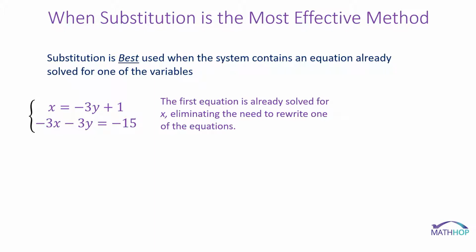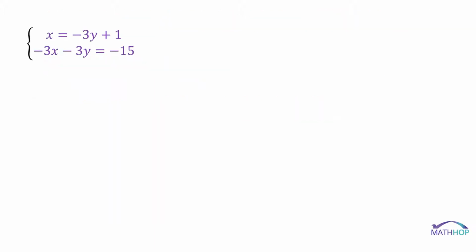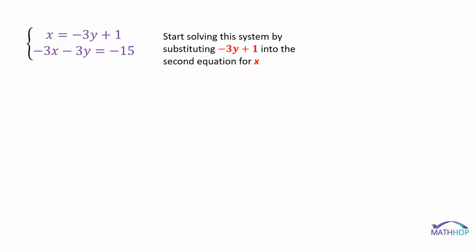So let's go ahead and solve this one. We have x is already solved, right? We have x equals an expression in terms of y. So we're going to start by substituting negative 3y plus 1, the value for x, into the second equation everywhere we see an x. We only see one x, so we'll only plug it in once. Be very careful. Negative 3 is multiplied to x, so we will have to distribute when we substitute in.